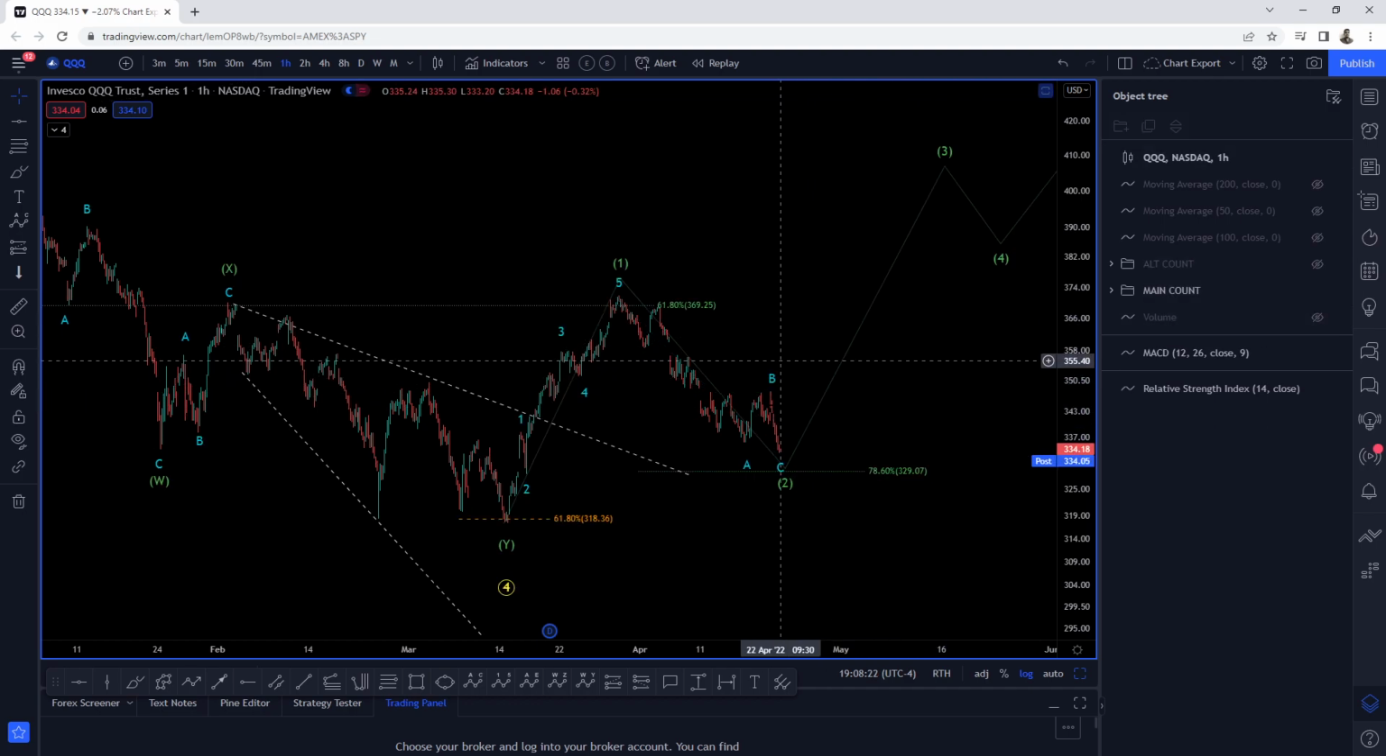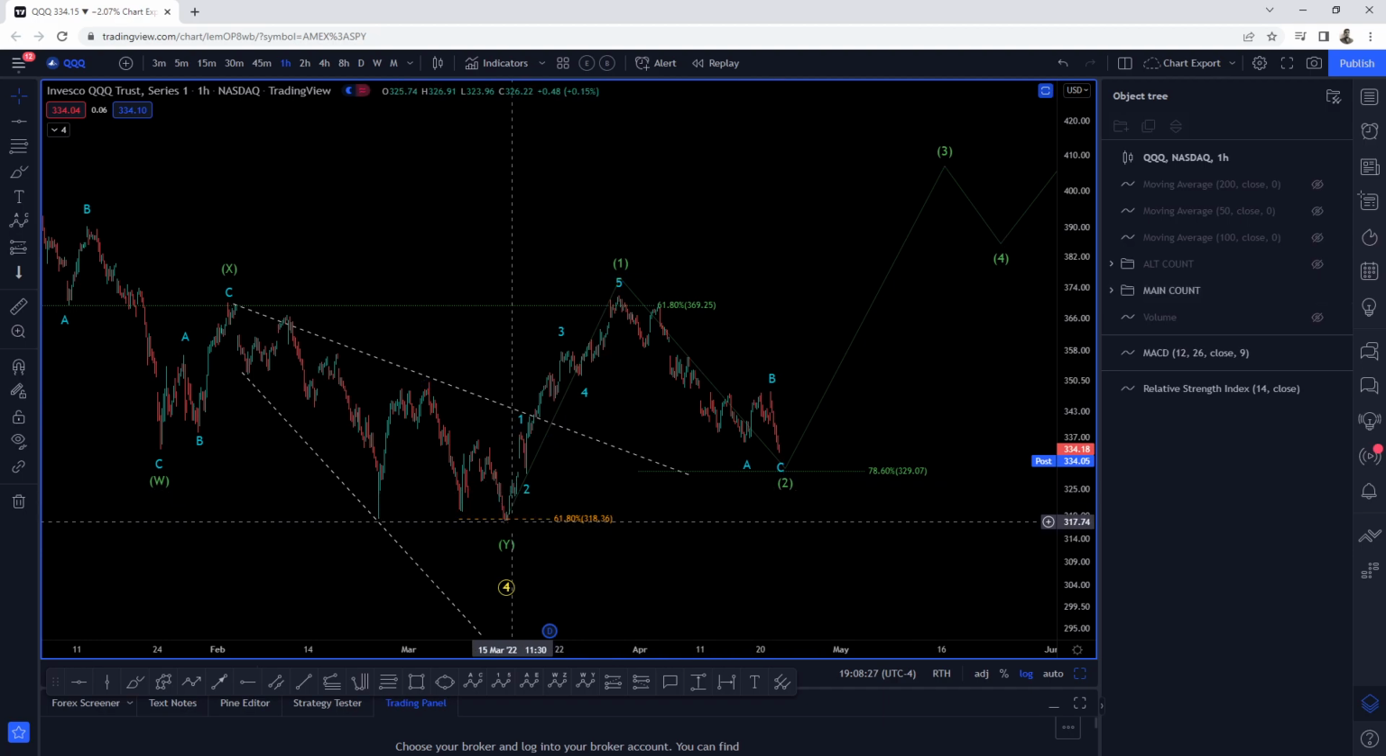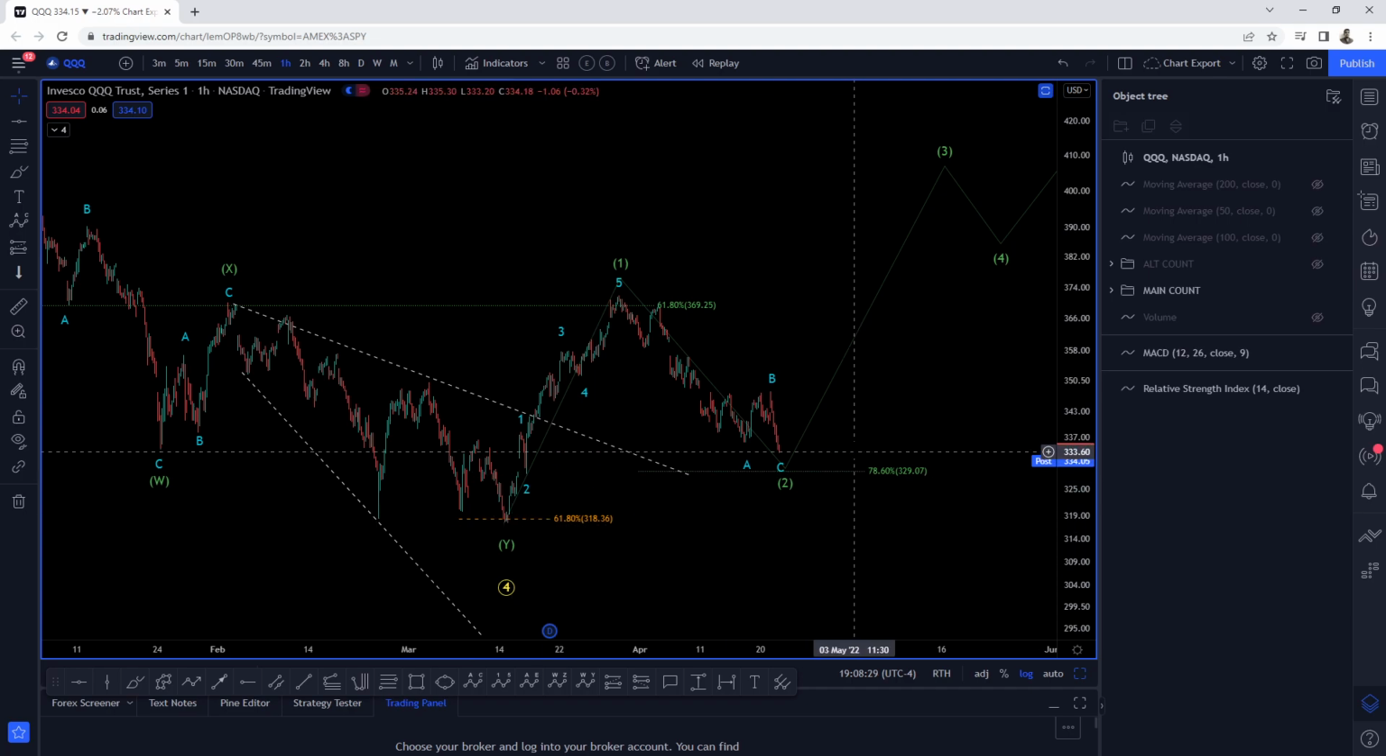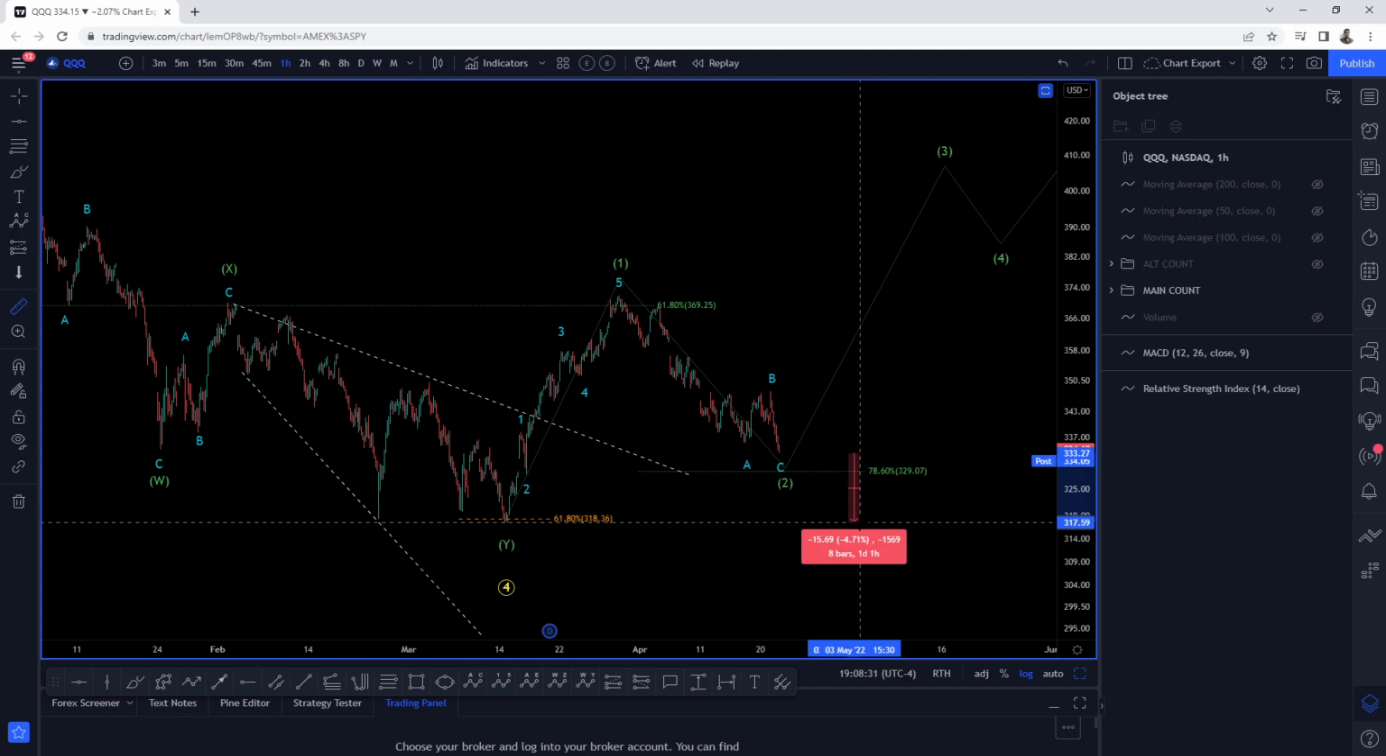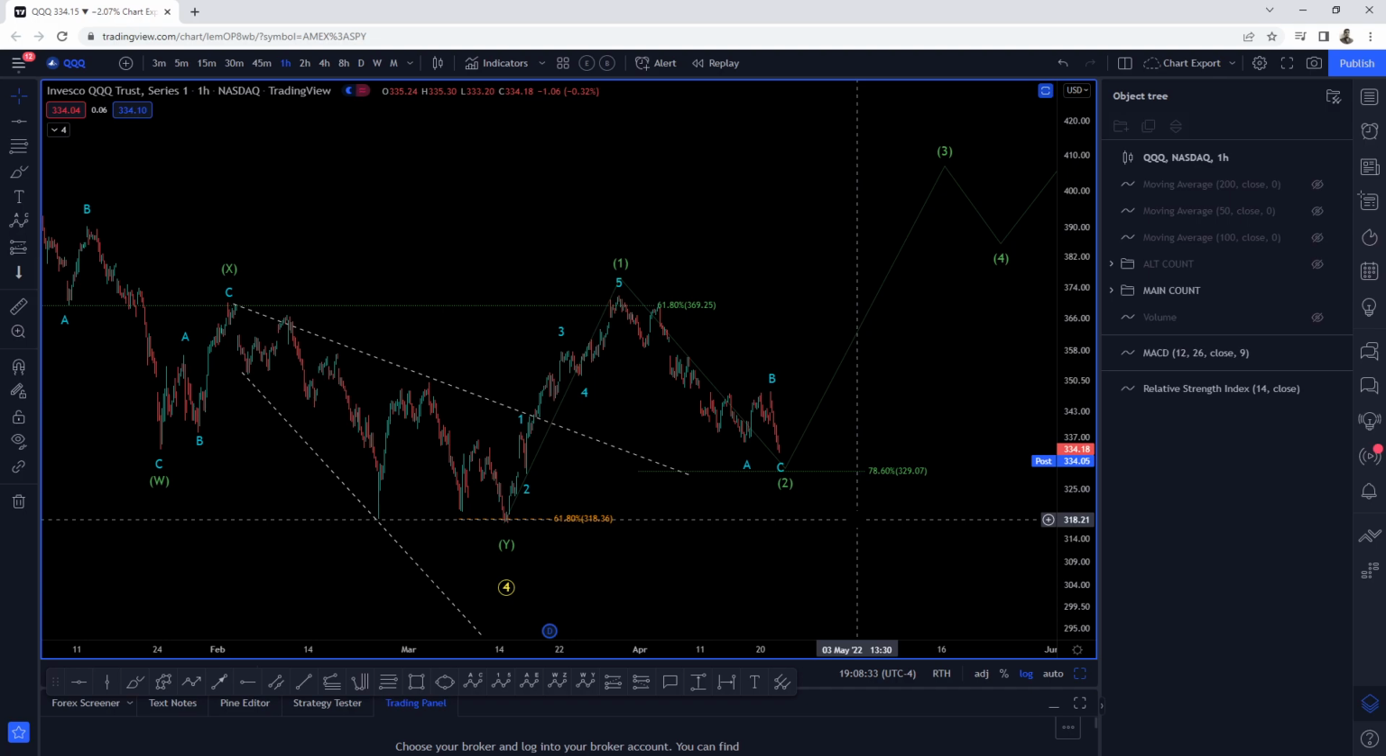But in the event we keep on going lower, all right, and we break below the origin of wave 1, 317, which is just about 4.7% away, it's not out of the question that we may see this coming into next week.